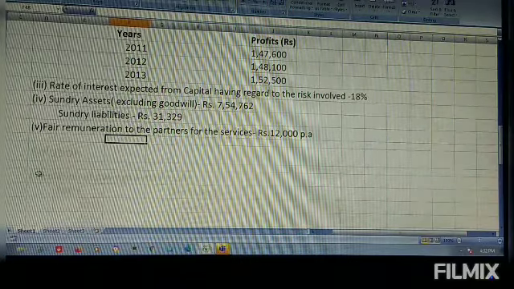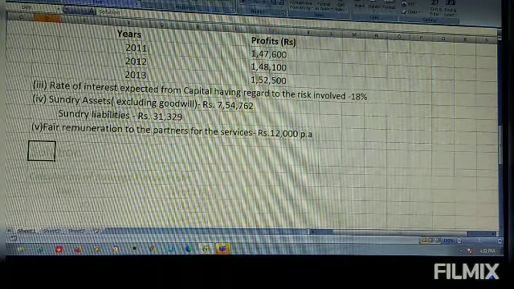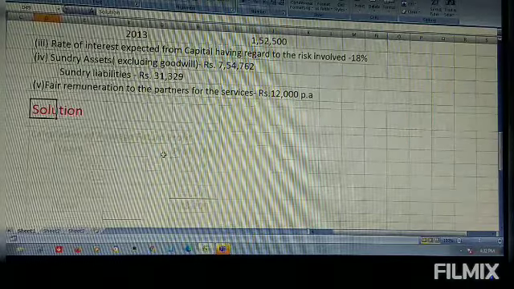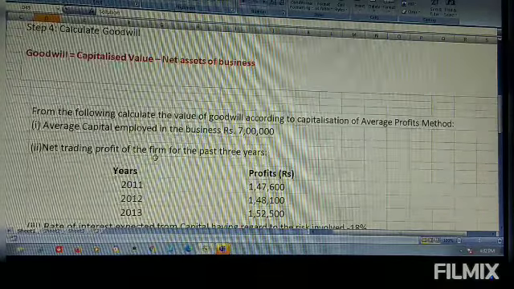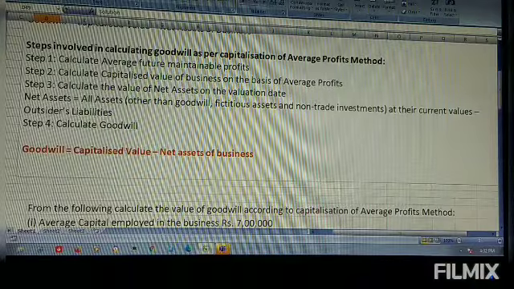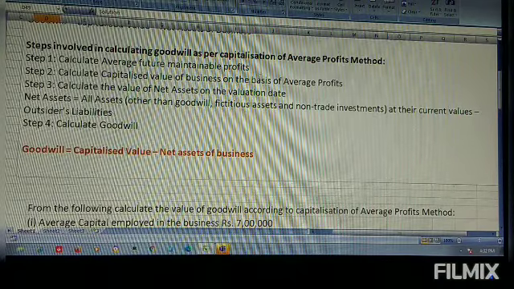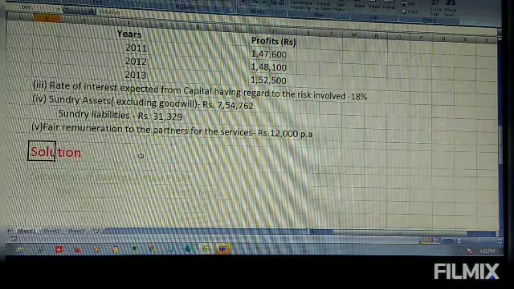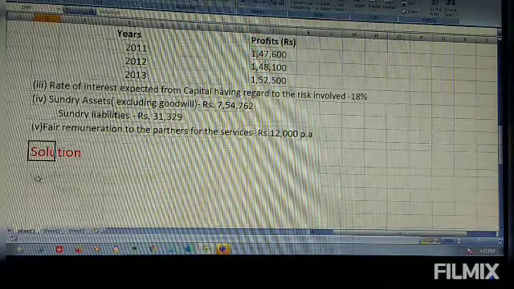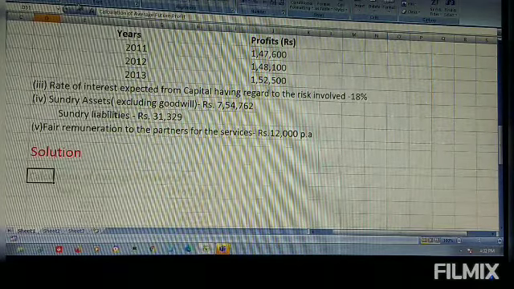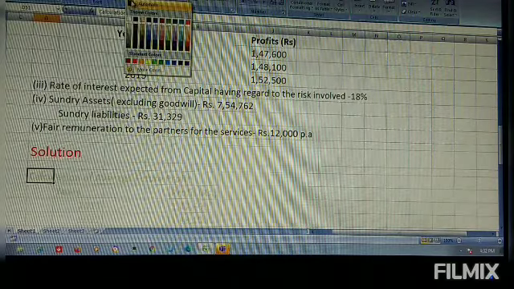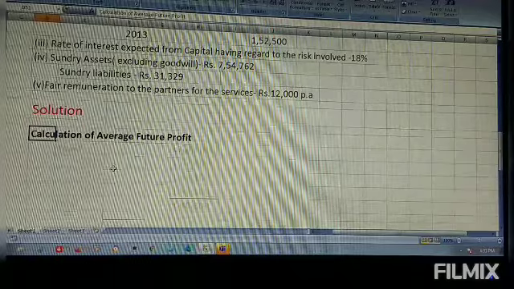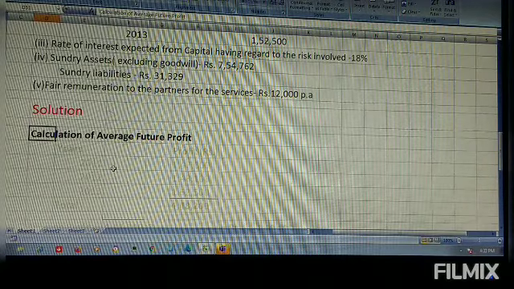Now we'll go for the solution. Write solution there. First, what we have to do, the first step says, is to calculate average future maintainable profits. Now let us find out the average future profit. So write the heading there: calculation of average future profits.